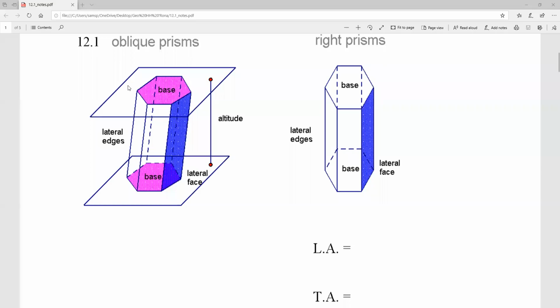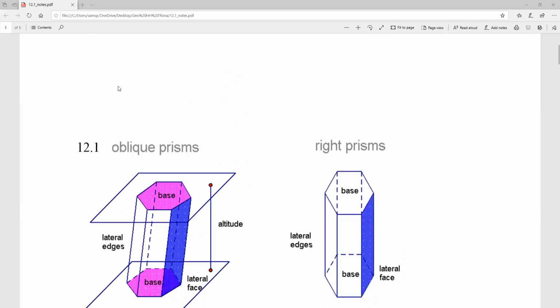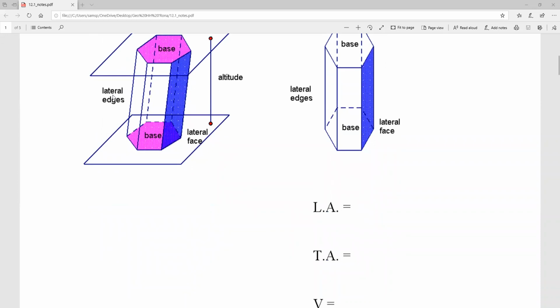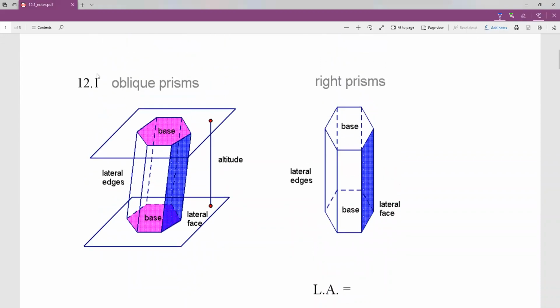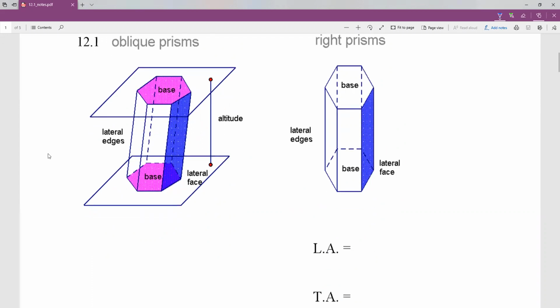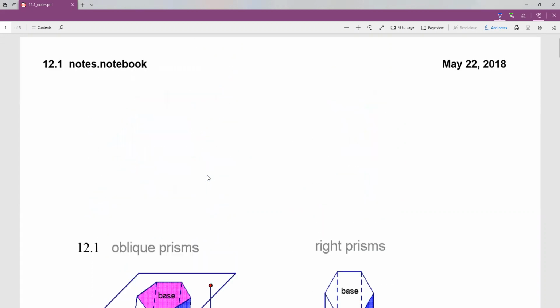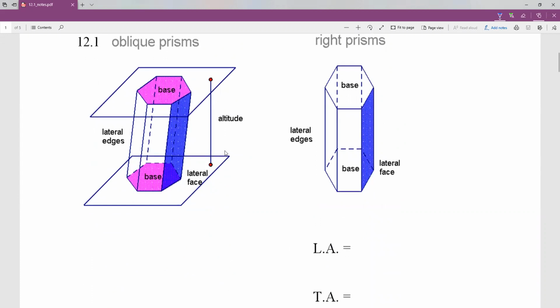All right, ladies and gentlemen, today we are going to be moving on from area and into volume. So starting off in volume, we are going to be learning about the prism and how to find the volume, lateral area, and total area of a prism. But before we do that, we got to get into a couple of vocab words.